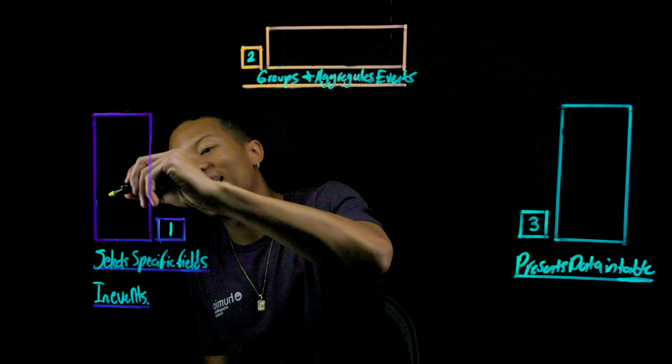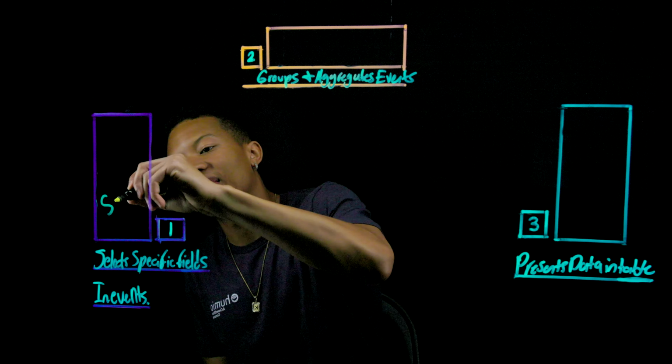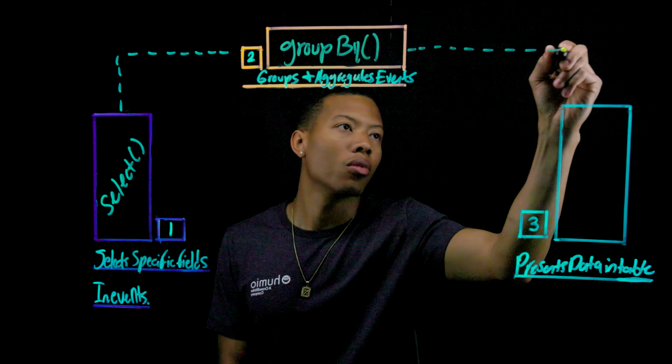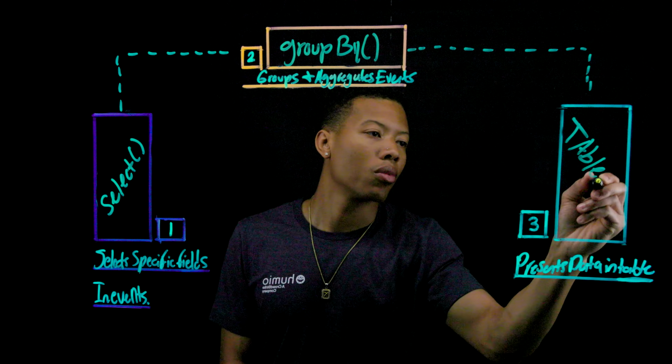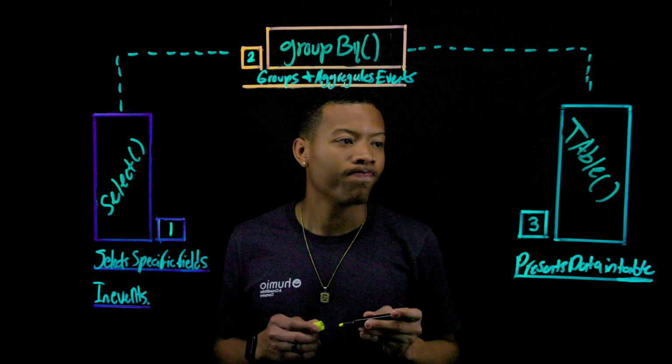Alright, so the 3 functions we'll use include first, select, which is used to specify a set of fields to select from each event. Then you have group by, which groups events by specific fields and executes aggregate functions on each group. Mouthful, but I'll teach you. And then last, we'll use the table function that is used to create a widget to present data in a table. Pretty cool stuff. Let's see how it works.